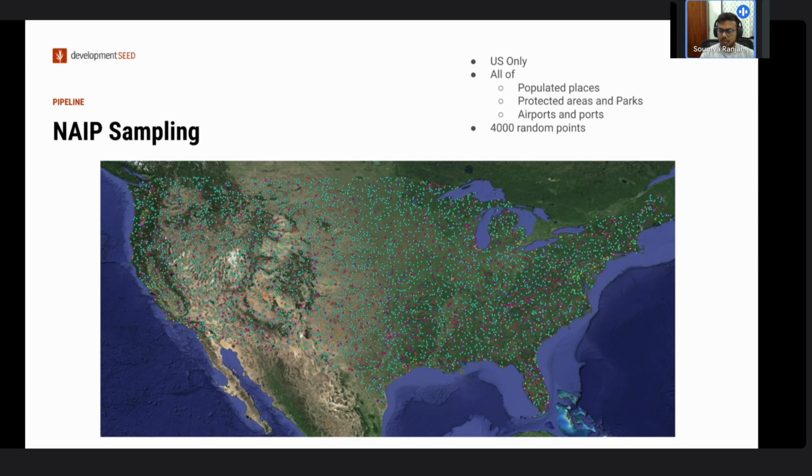For NAIP, because this was available only in the US, we didn't use land use land cover stats, but we used the points of interest dataset from Natural Earth. For each point of interest, we took that particular tile, and we also randomly sampled one third of the tiles from the entire US.